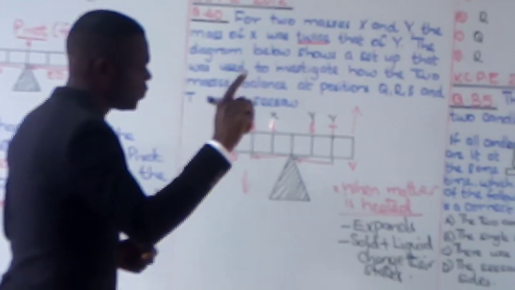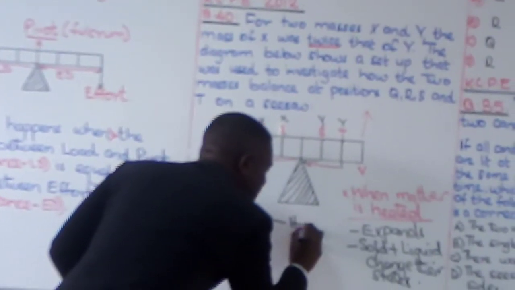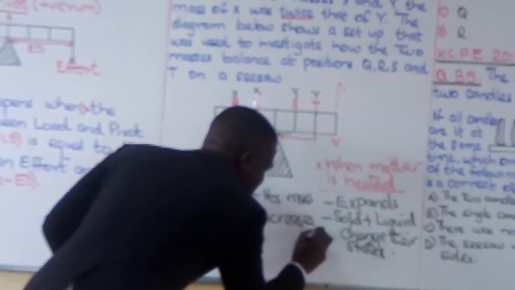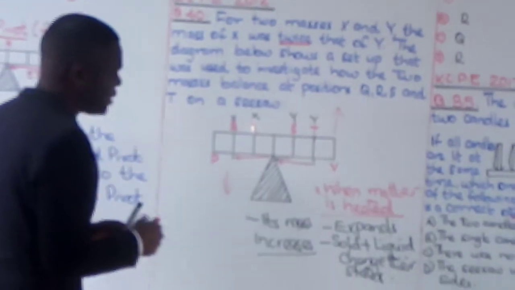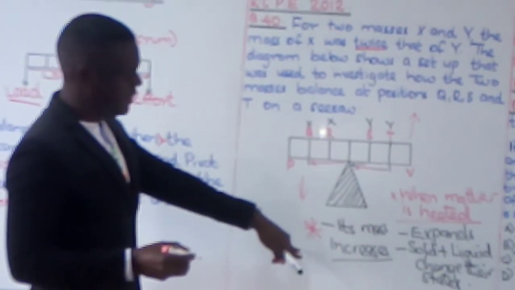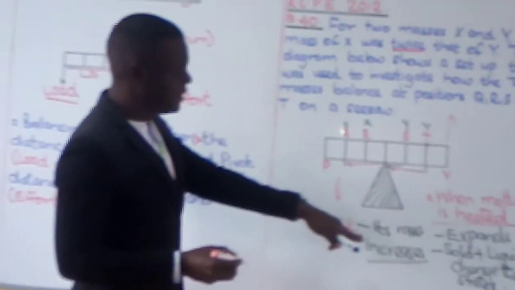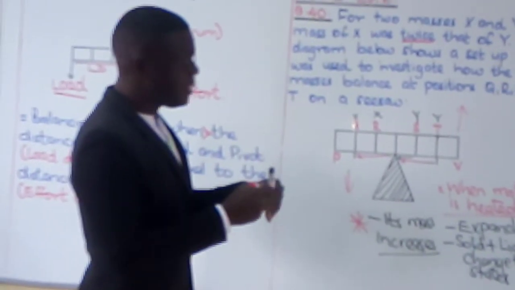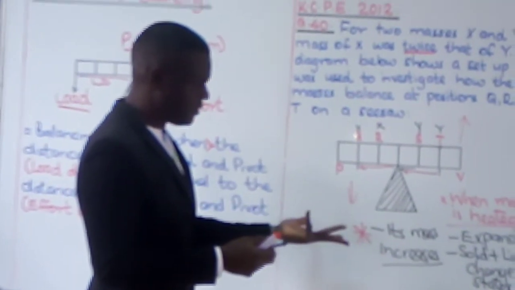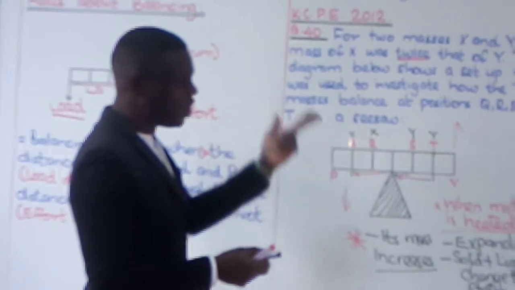Number two, when matter is heated, its mass increases. Its mass increases. And this is the fact I want us to work with. You can Google and you'll find that when matter is heated, its mass increases. There are things that change when matter is heated. Shape changes, mass changes, volume changes. Let's look at that. Shape, mass, and volume must change.